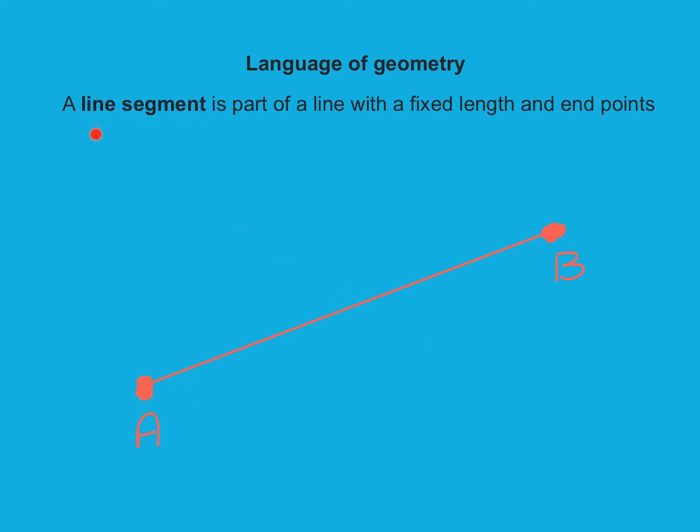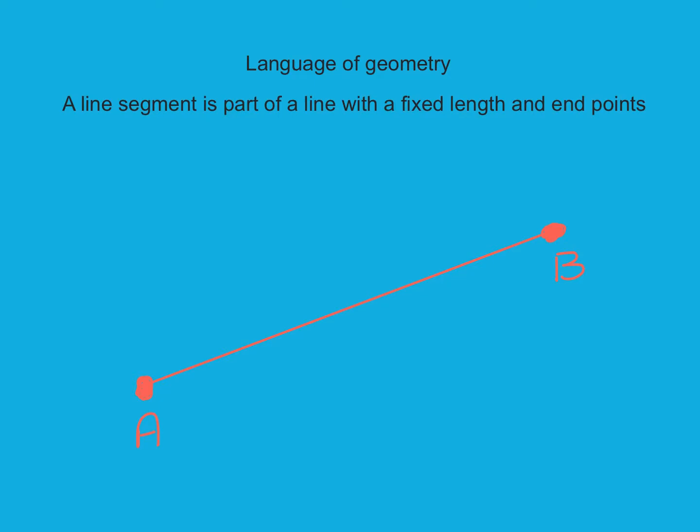A line segment is part of a line with a fixed length and endpoints. So here is line segment AB. They've got fixed endpoints and a fixed length. Therefore it is a line segment. When you're asked to draw this, I would simply say line segment AB equals 10 centimeters, which means from point A to point B needs to be 10 centimeters. Fixed length with endpoints.